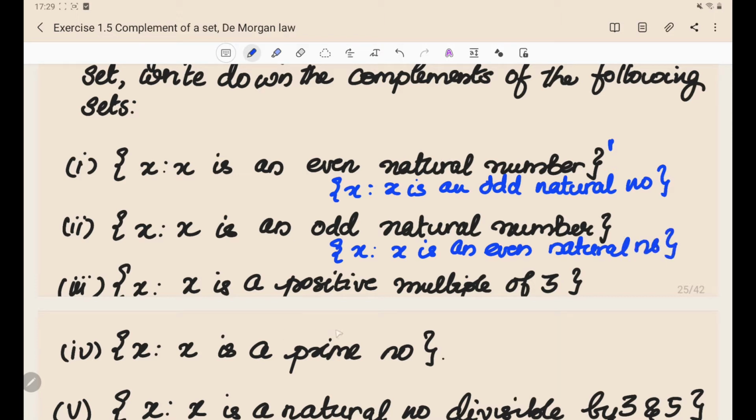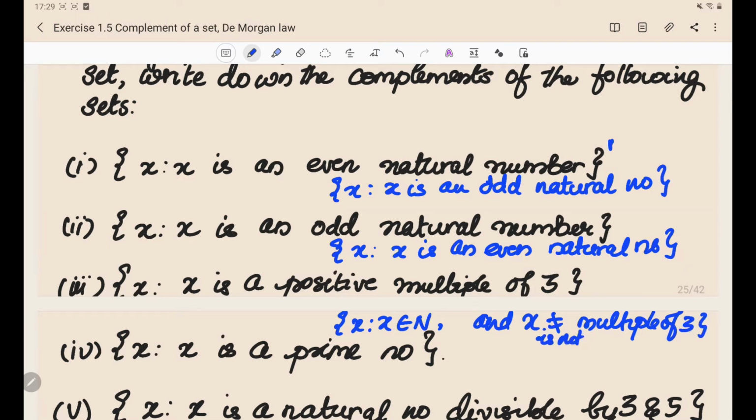Again, {x : x is a positive multiple of 3}. What are the multiples of 3? 3, 6, 9, 12. So all the other elements are the complement of it. So how can we write? {x : x belongs to the natural number set and x is not a multiple of 3}. You can write it any way, right? I'm just writing in the shortest way. You are writing in terms of set builder form. You can also write in roster form, okay?